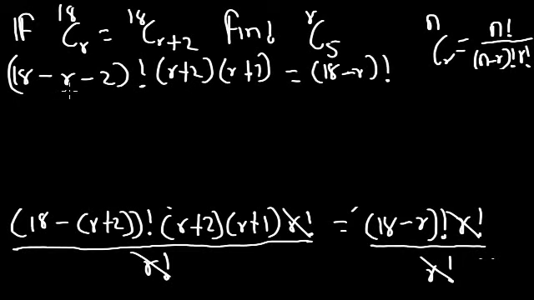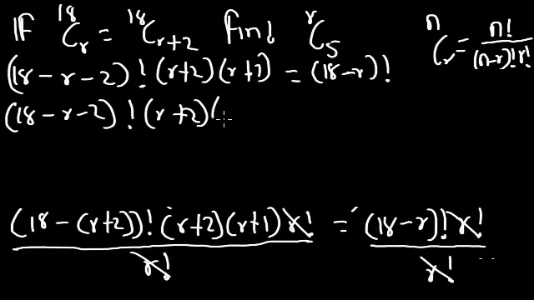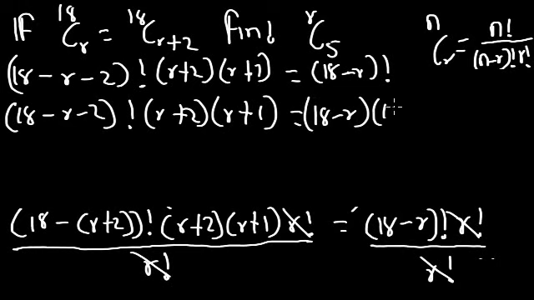Perfect. Now, unlike what we did before, we will be reducing the expression on the right hand side all the way to the extent that it will be similar to this one right here, so we can cancel them out. It's possible. So I'm going to have 18 minus r minus 2 factorial, then r plus 2 multiplied by r plus 1 equals, now first we will write the number back, 18 minus r. Now we will remove 1 from it. That will be 18 minus r minus 1 factorial.